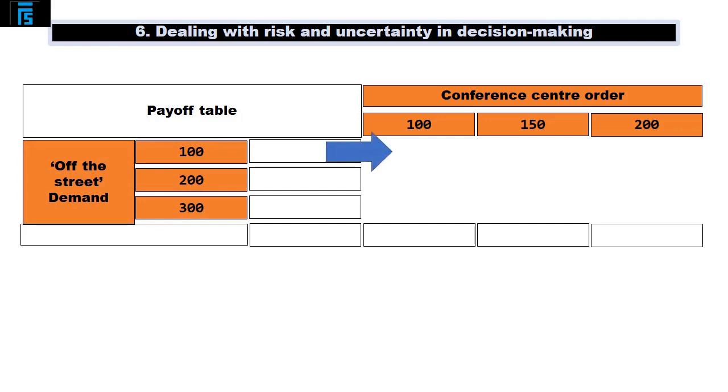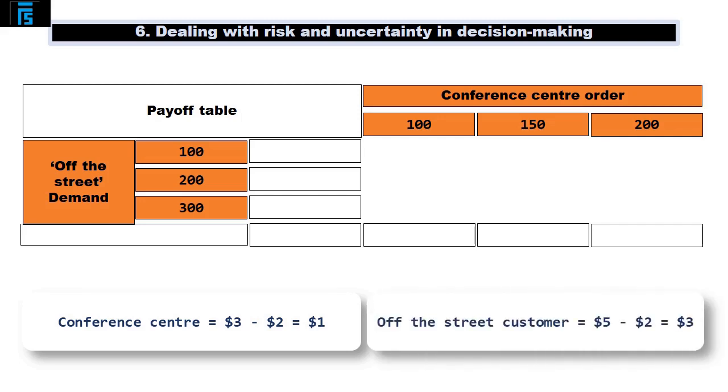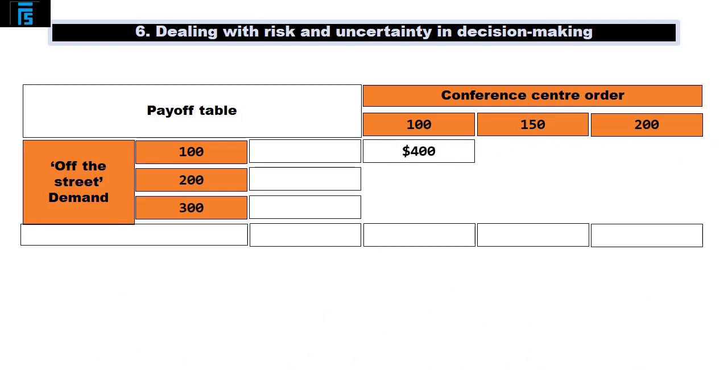For example, if we're in this box, then Jack has agreed to sell 100 sandwiches to the conference centre and have 100 sales to off-the-street customers. A conference centre sandwich earns $3 less $2 is $1 per sandwich, whereas a sale to an off-the-street customer earns $5 less $2 is $3 per sandwich. This generates a contribution of 100 times $1 plus 100 times $3 is $400.